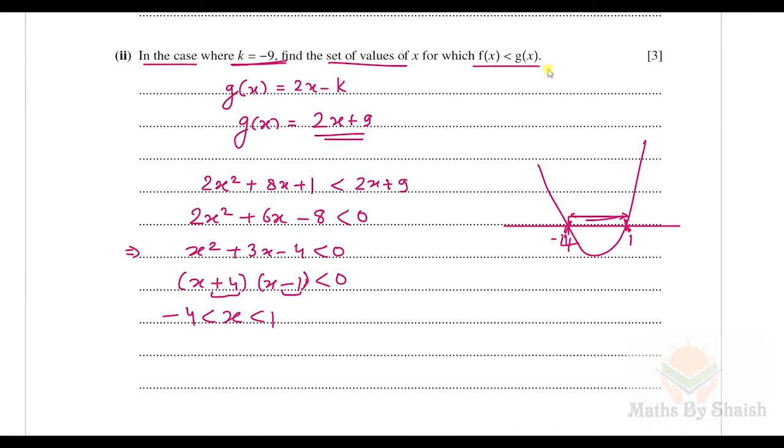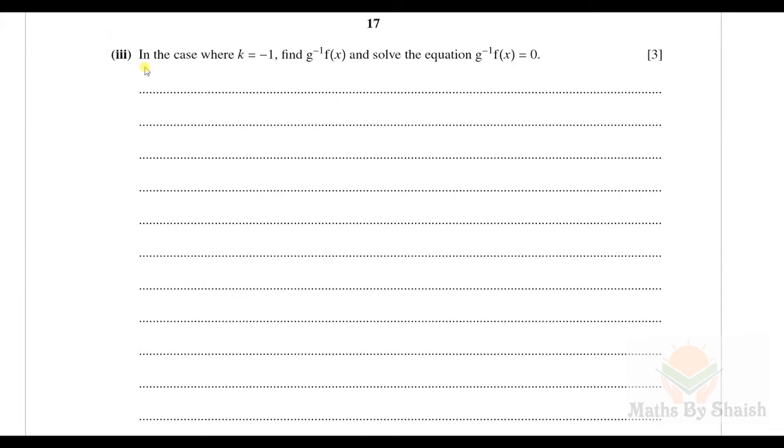In the third part, the case where k is equal to minus 1, we need to find g inverse of x and solve the equation. So first of all, when k is equal to minus 1, g of x will be 2x plus 1, because it was g(x) equal to 2x minus k. So from here we can directly write what g inverse of x is. It is going to be (x minus 1) upon 2.